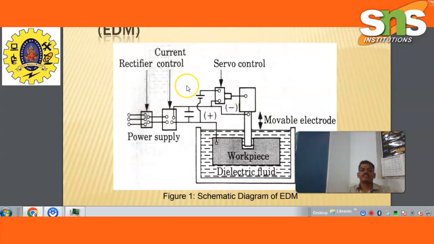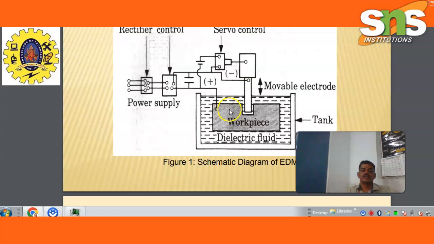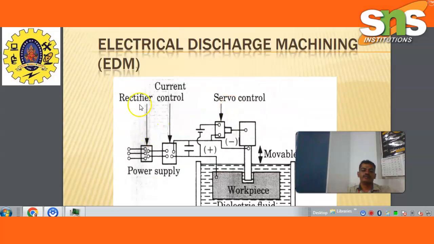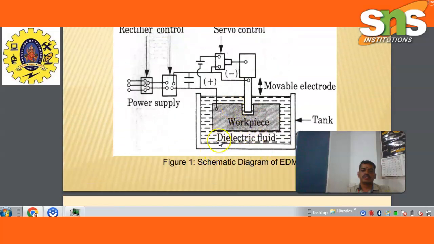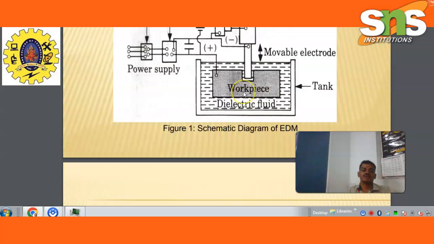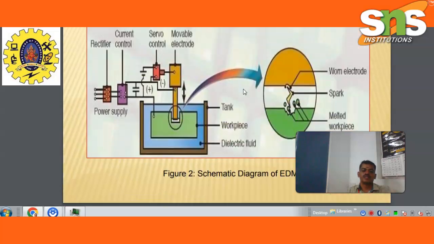The electrical discharge machining schematic diagram: the rectifier, power supply, current control, servo control, workpiece, dielectric fluid tank, and movable electrode moving up and down based on the workpiece. Schematic diagram of EDM with another servo control, movable wire electrode. These are the spark-melted workpieces, slowly, with dielectric fluid and workpieces.